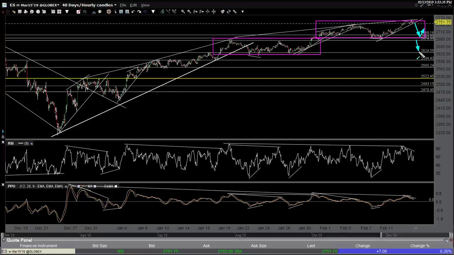If that breaks, and I am leaning towards a break of that level, then we'll come down here and most likely visit the bottom of that trading range back from earlier, in early February, late January.